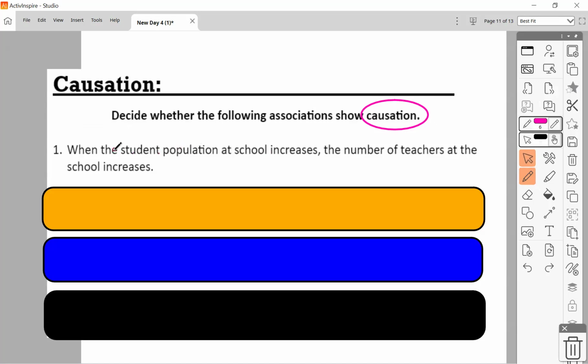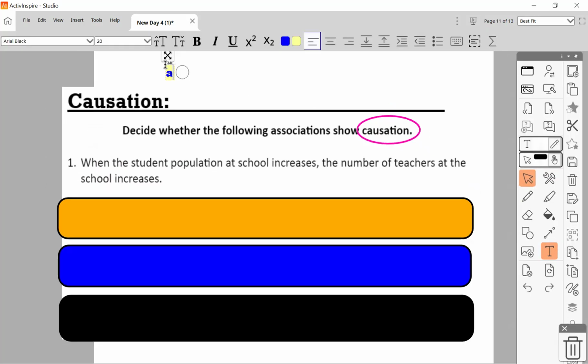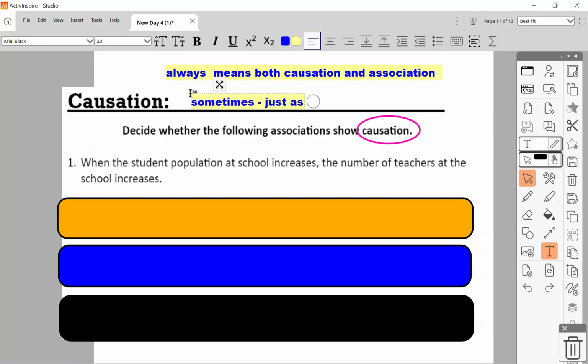Okay, so this one right here says, when the student population at school increases, the number of teachers at school increases. So let's see if you think this is always going to happen. Remember, always going to happen means it's a causation. So always means it has to be both causation and association. However, sometimes means it's just association.